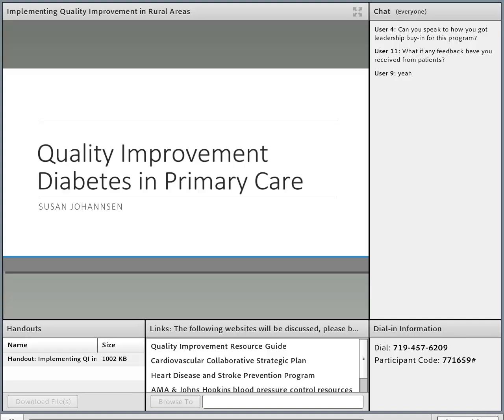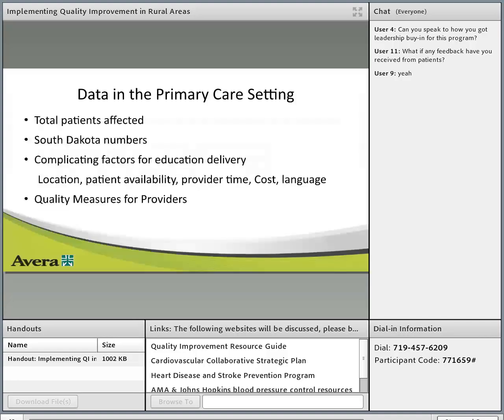So I want to tell you a little bit about the diabetes model of care that we've developed. So just to make sure that you remember that diabetes is in our Avera population about 35,000 individuals who are currently diagnosed with diabetes. South Dakota's population number of 860,000 also shows us about 9 to 10% of those individuals have diabetes.